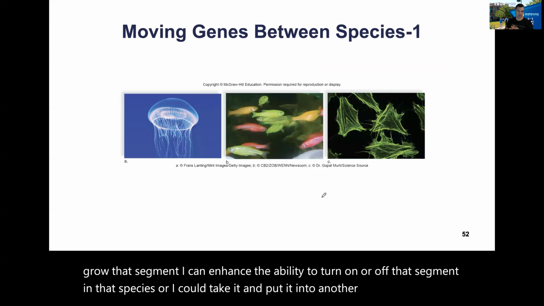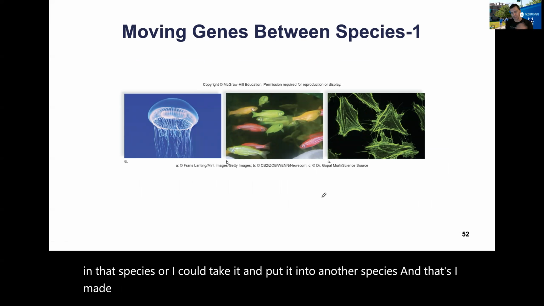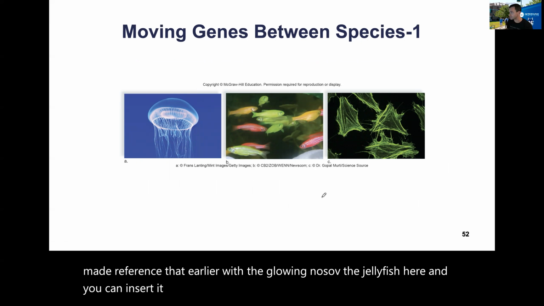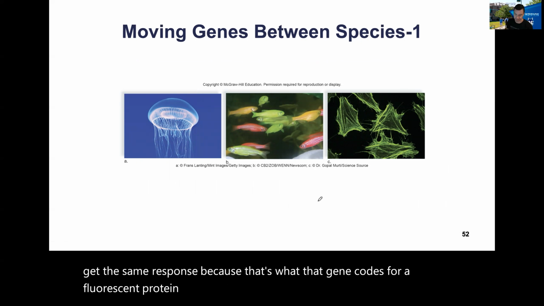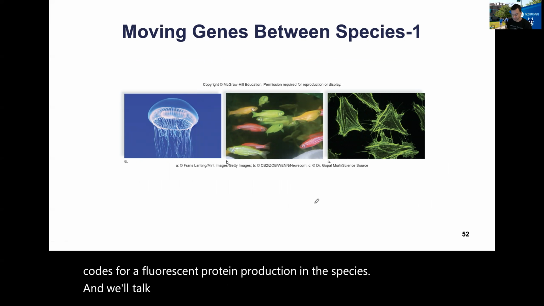I made reference to that earlier with the glowing jellyfish gene. You can insert it in multiple different types of organisms and still get the same response, because that's what that gene codes for, a fluorescent protein production in the species. And we'll talk a little bit more about the biotechnology application of the understanding of this central dogma.